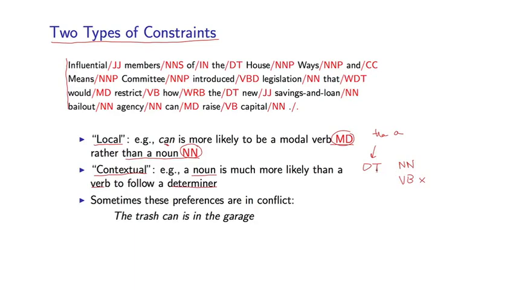And we'll have to balance these two types of constraints when we build tagging models. It's worth remembering that these preferences are sometimes in conflict. So if I take this sentence here, the trash can is in the garage, and I consider this word can, then can has a local preference to be a modal verb, but it's clearly a noun in this particular context. That's because the surrounding words, the surrounding syntactic structure dictate that this really has to be a noun in this context. So two sources of constraints, local versus contextual, and we'll see that we can build a model which actually balances these two types of constraints.